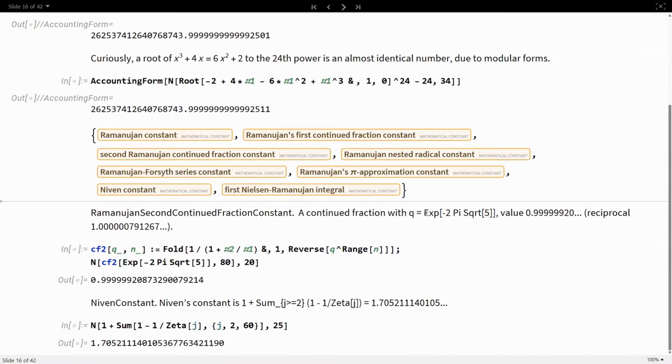Another almost integer is e to the minus 2 pi square root of 5, and it has this value, very close to 1. A value I put at the end here is Niven's constant, which is equal to this particular sum. And I forgot to figure out what this is supposed to represent.